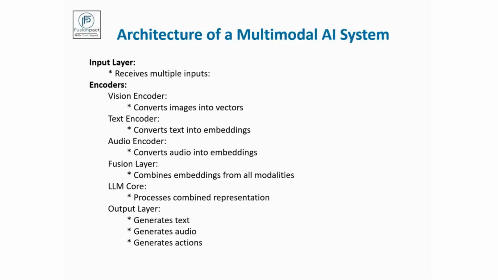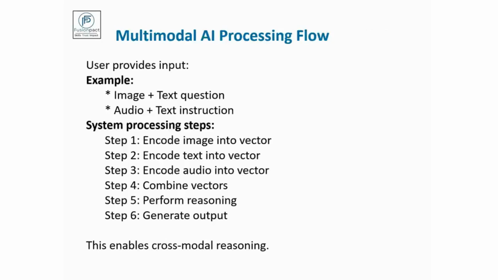In this, the layers are mostly like this. One is the input layer that receives multiple inputs. Another is the encoder, and encoders are of types: vision, text, audio. Then the LLM core, and the last one is where you get the output.